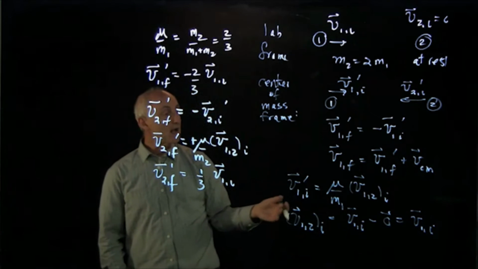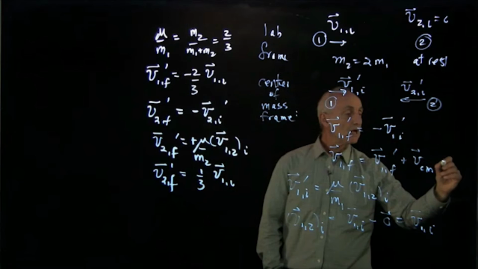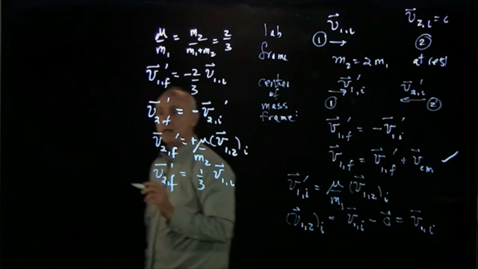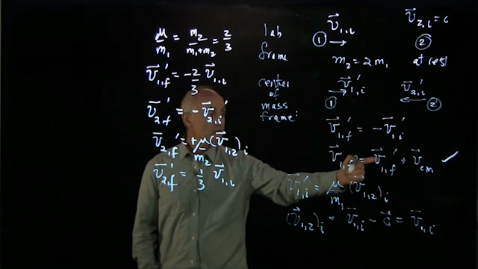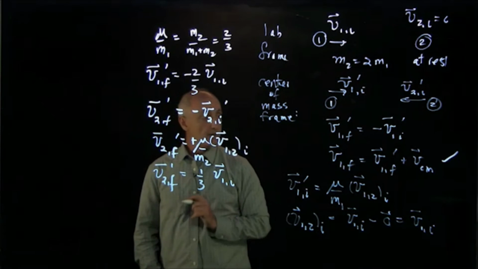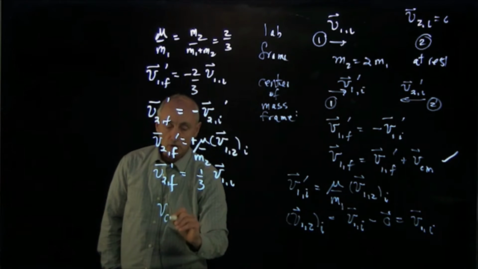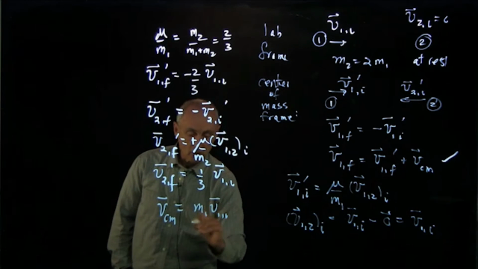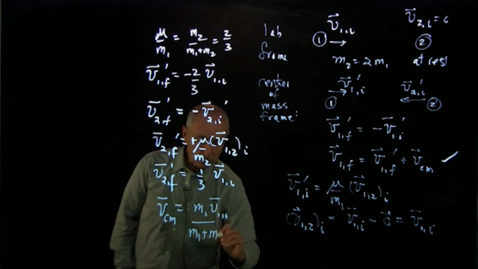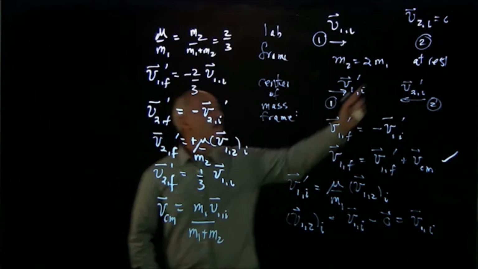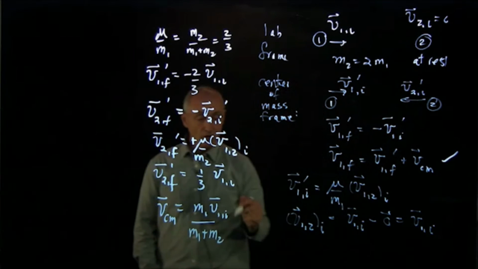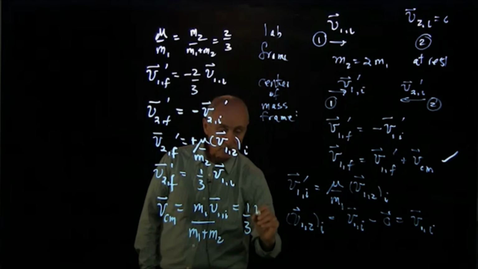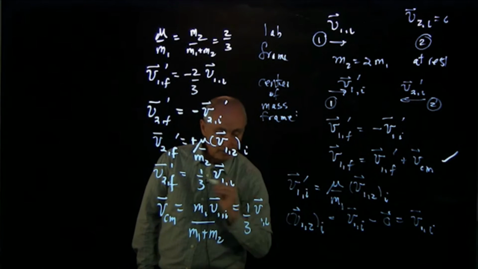And finally, if we want to ask the question, what are the velocities in the lab frame? It's now a very simple exercise to do a reference frame change. We do need to know what V center of mass is. That's M1 V1 initial over M1 plus M2, because remember that V2 initial is 0. So that's another factor, 1/3 V1 initial.